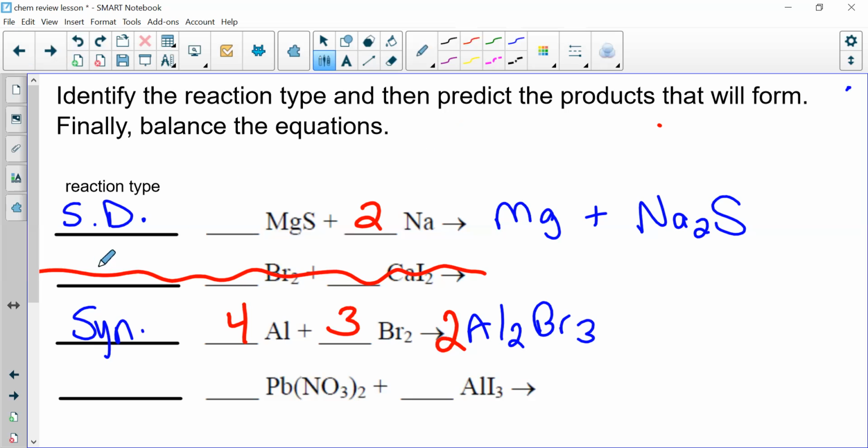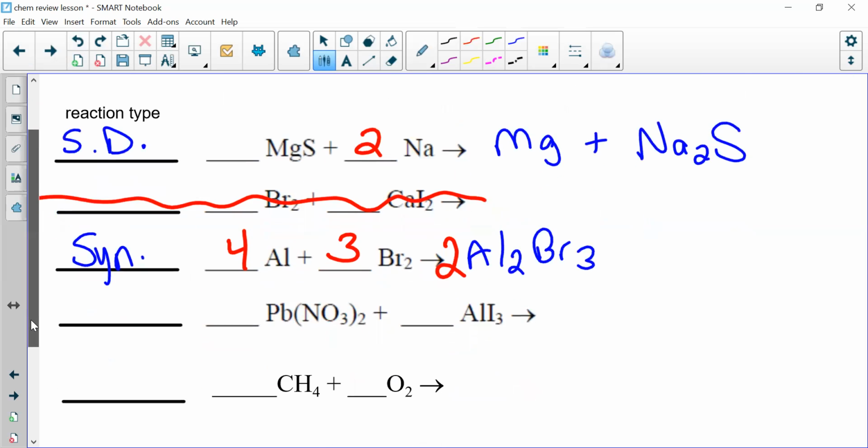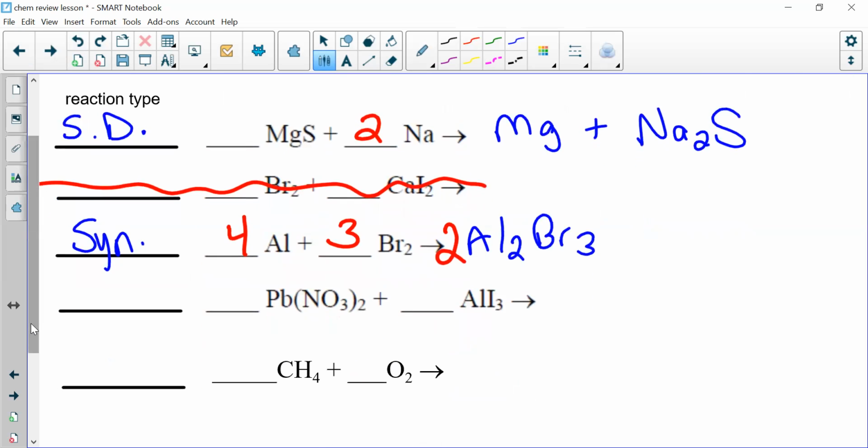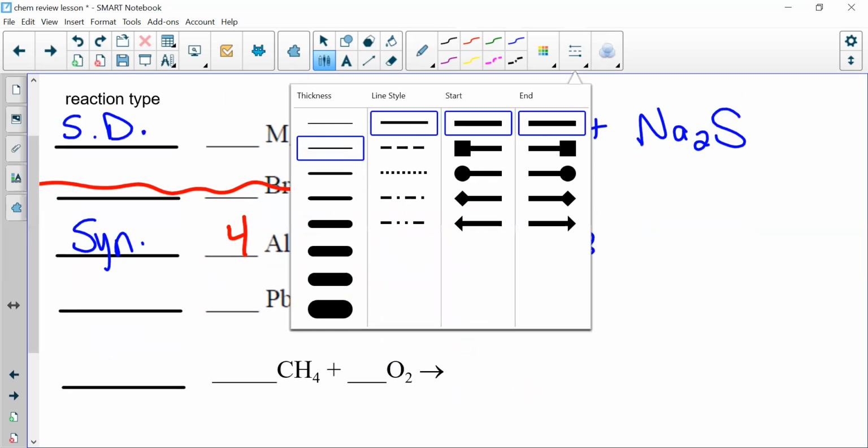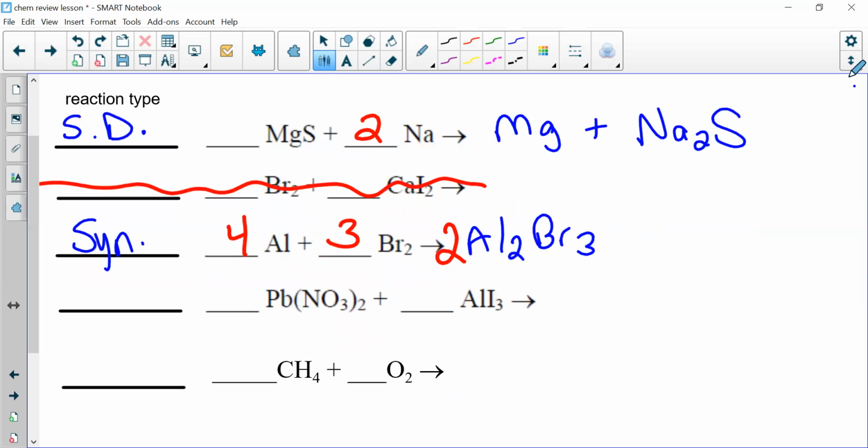How about the next one down, Pb(NO3)2. So that's lead(II) nitrate plus aluminum iodide. What kind of reaction does this look like it's going to be? Double displacement. Good. Okay, what's going to happen here then? Somebody just tell me the names of the compounds that are going to form.